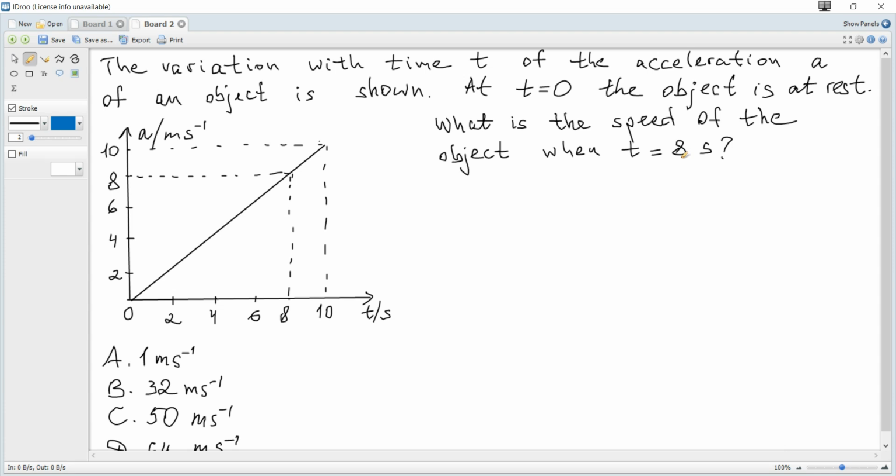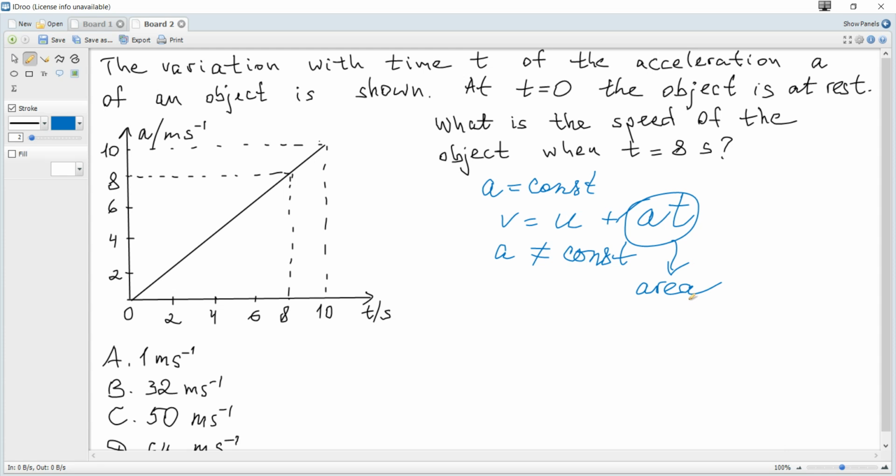Speed is the magnitude of velocity, and we know that when acceleration is constant, the final velocity is the initial velocity plus acceleration multiplied by time. These values may be positive or negative, except time, which is always positive. But when acceleration is not constant, this a times t becomes area. And area is an integral in general, but integral is not required.